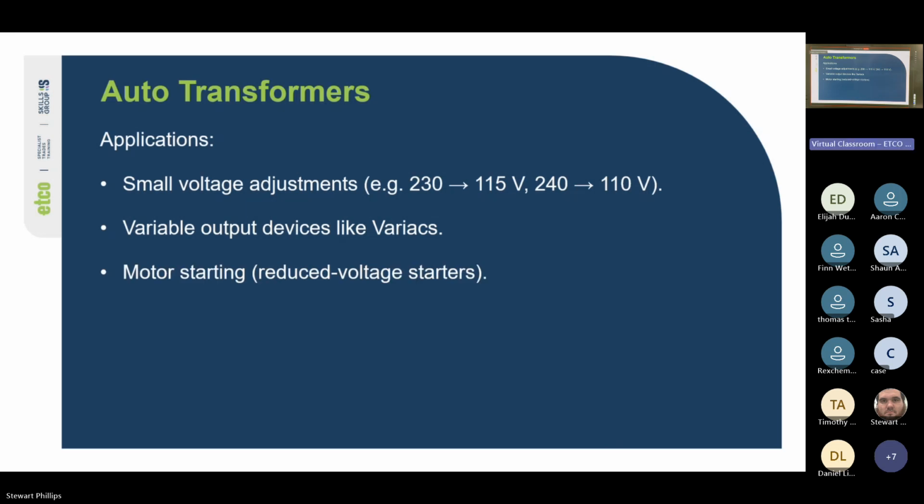Cool. And we can use them for motor starting, so reduced voltage starters. CB time, so circuit breaker timing. Is that where you, for the big network circuit breakers? Okay, cool. Yeah, so we can also use them to reduce the voltage for motor starting. Because remember, if we reduce the voltage, we reduce the current. So we can use auto transformers for that as well.